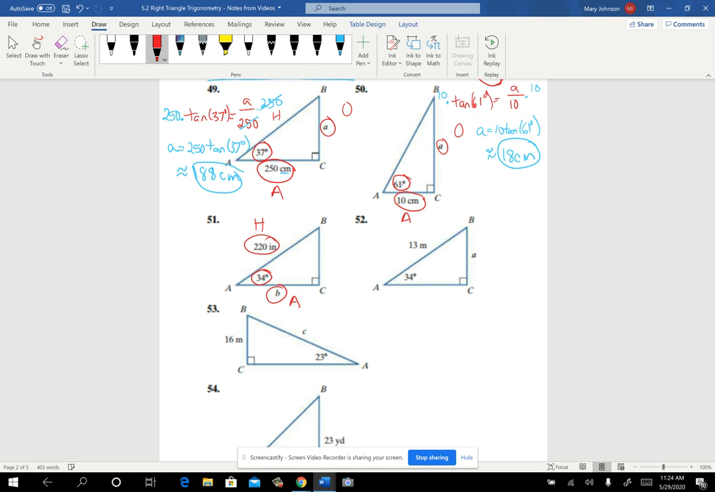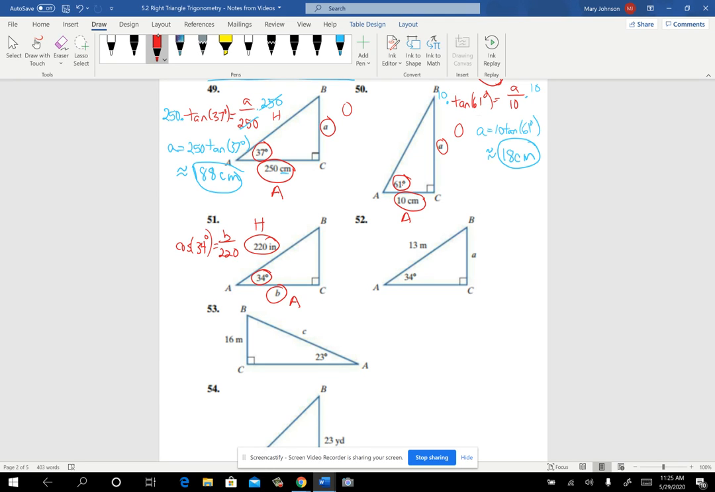So we have to think of something that involves the A and the H. So that would be cosine, wouldn't it? So we're going to set that up. That would be cosine of 34 equals b over 220. And keep the degree sign on the angle. I think that's helpful, especially when we start working sometimes with radians, to keep straight what mode you're in. All right, let's go ahead and set up all of these, and then you can go in and solve all of them. But let's focus on the setup, because that's the part I really want you making sense of.